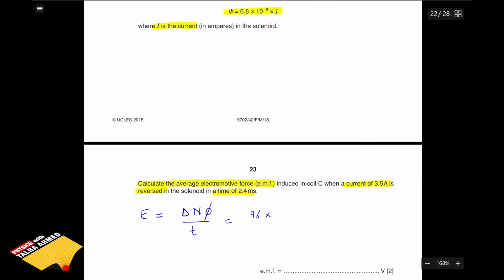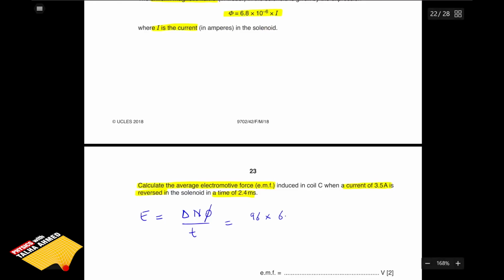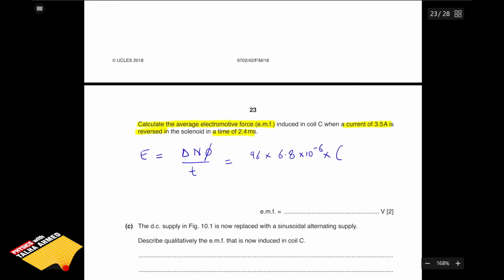So we have 96 turns. We'll write that in place of n. For the magnetic flux, we are just going to use the equation given above. Now in that equation, it's the current which is actually changing. And how is it changing? Focus on the word reversed. Remember, it's a DC power supply. DC power supply gives you a constant steady current.